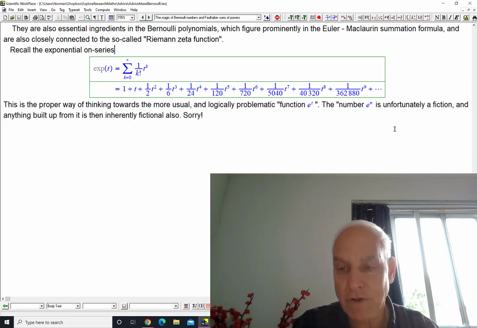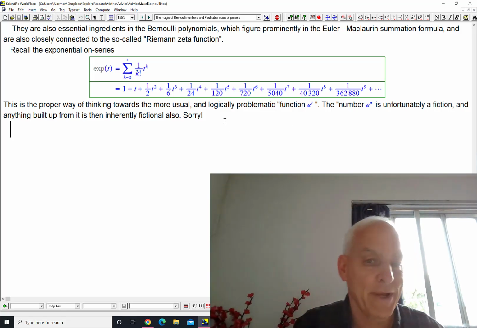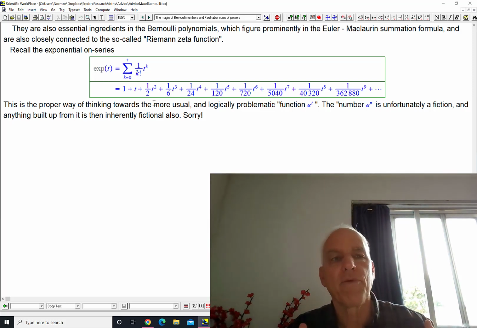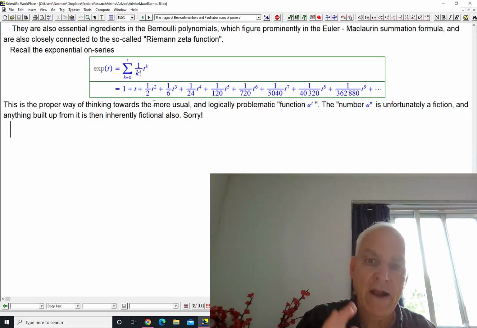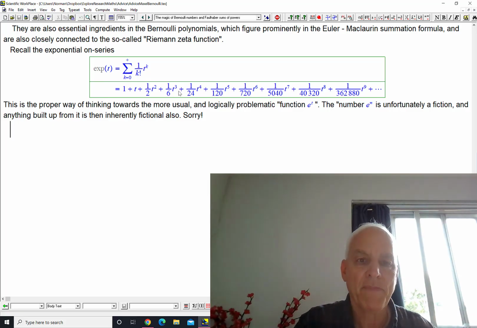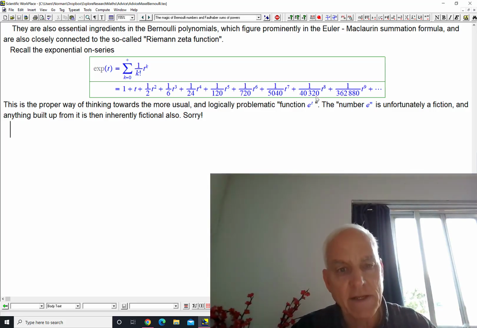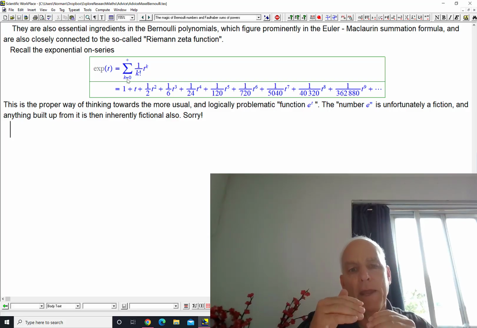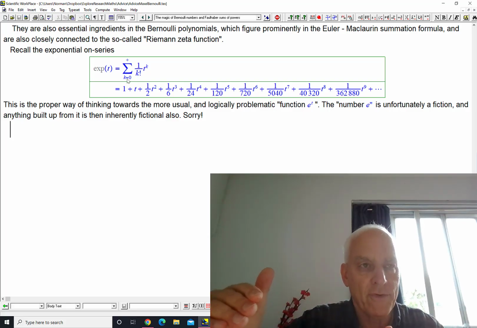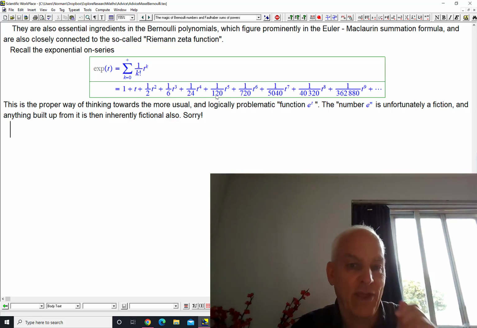So the number e is unfortunately a fiction in pure mathematics, and ultimately that means that anything built up from it is also inherently fictional. Okay, so what we're doing here is I want to promote this idea that we should move away from the function approach to things, where we think of an expression like e to the t or exp of t as something which inputs a number, t, and outputs another number given by this infinite sum. We want to move away from that to thinking about this thing as basically a list of coefficients. Okay, it's really the discrete list of coefficients which is at the heart of what this thing is.